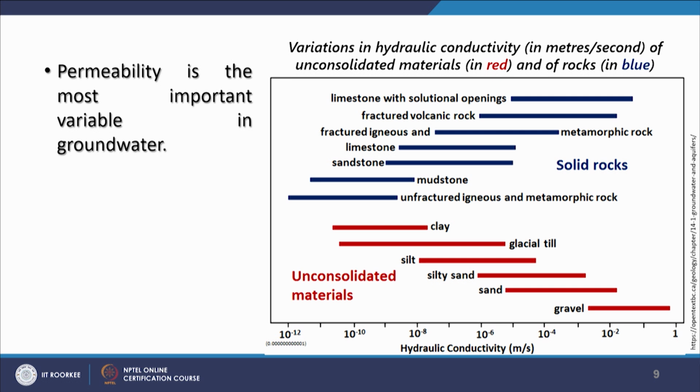Because as mentioned a few times, there may be high porosity, but if permeability is not there or equally high, then it becomes of no use basically. So, permeability is an important variable in groundwater engineering. So, variations in hydraulic conductivity in meters per second of unconsolidated materials are shown in the red in the bottom part here, and rocks are shown in the blue part at the top. On the x axis we have hydraulic conductivity in meter per second.